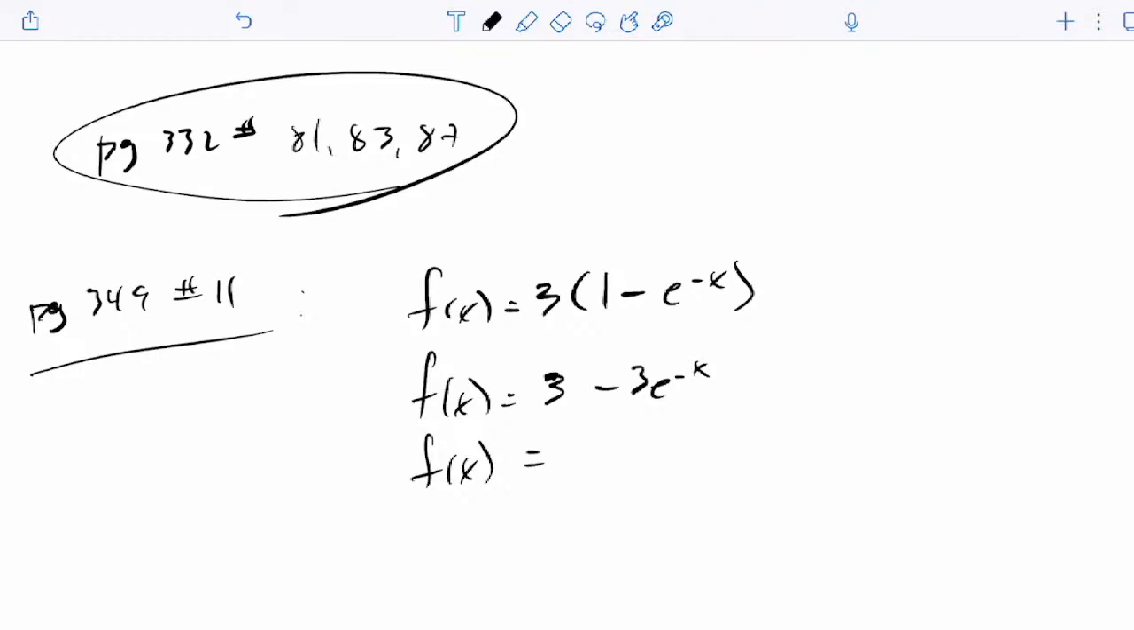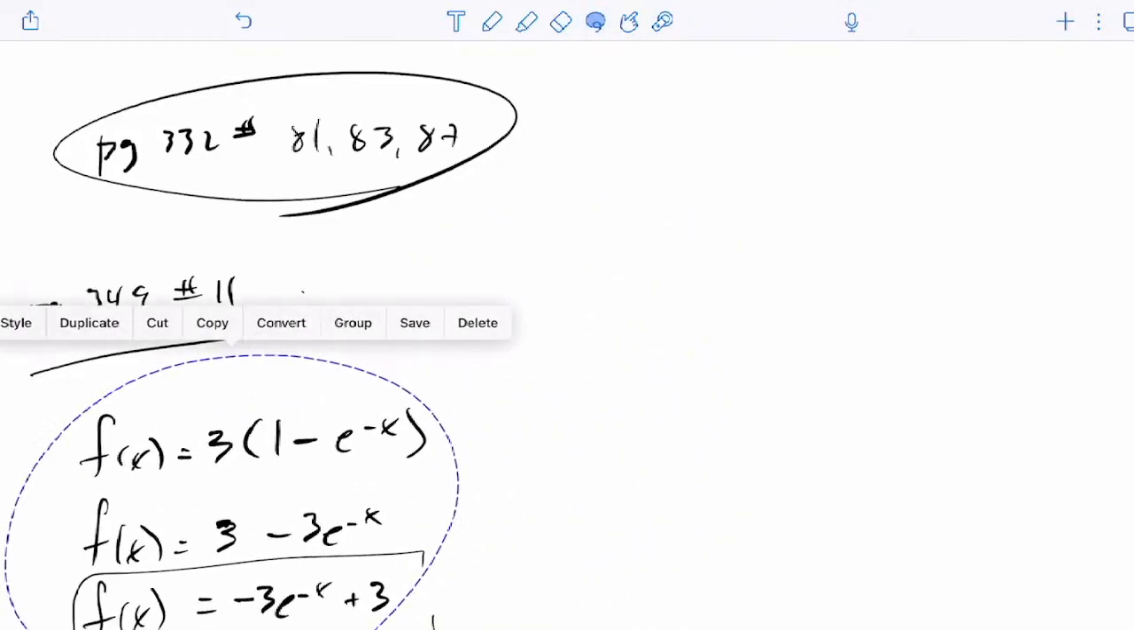11 and 52. Okay. It's just written a bit weird so that if you rewrite it now, it's in your transformation form. So this is negative 3 e to the negative x plus 3. And then you can graph this.